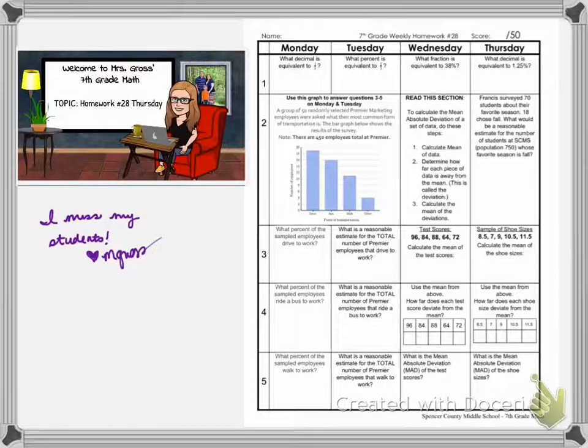And then questions 3, 4, and 5 are similar to yesterday's video about mean absolute deviation. We're going to calculate the mean shoe size. We're going to find out how far each deviates from the mean. And then we're going to calculate the mean absolute deviation. So let's go ahead and get started.